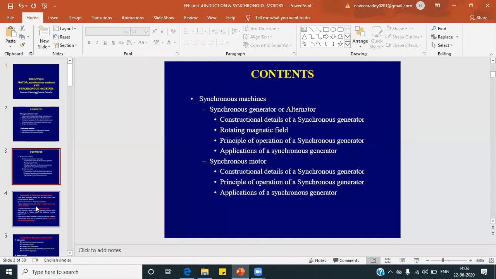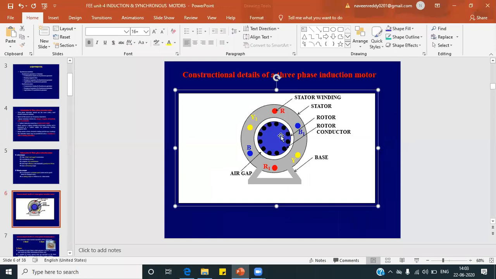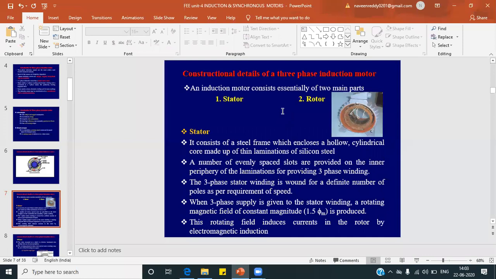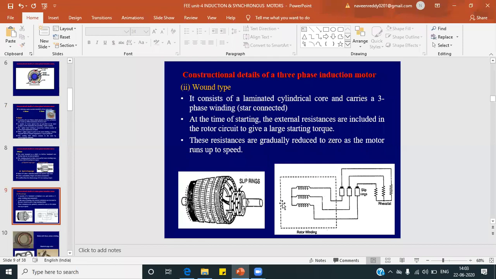Then we discussed construction. Like all other rotating machines, it has a stator and a rotor. The stator has the stator winding, that is a three-phase winding. The rotor has the rotor winding. There are two types of rotors: squirrel cage and slip ring or wound rotor. In the squirrel cage rotor, the terminals are not available outside, and in the slip ring rotor, the terminals are available outside. So you have the feasibility of connecting whatever resistance you want.